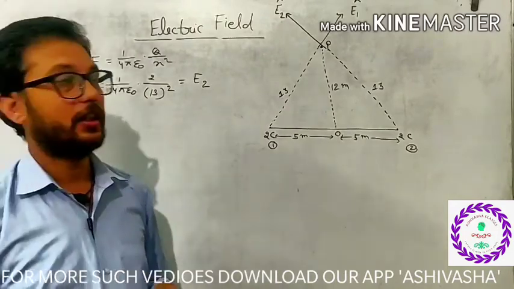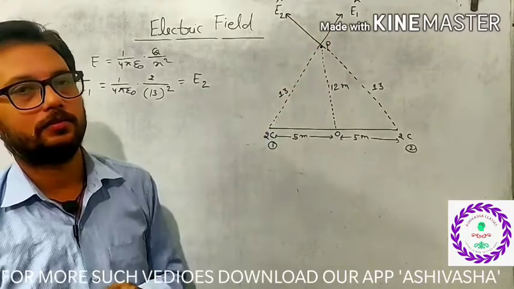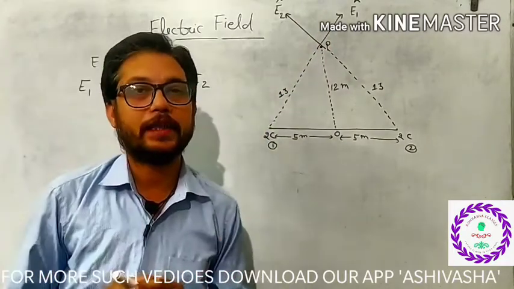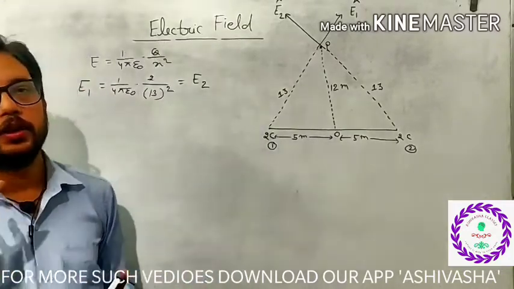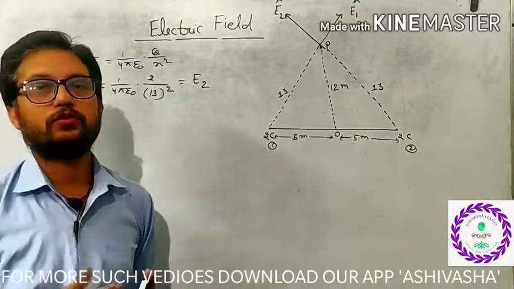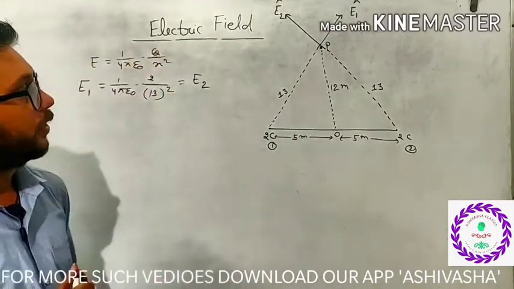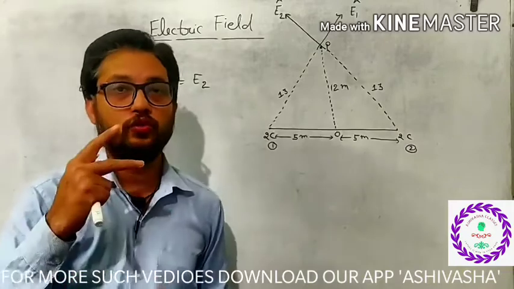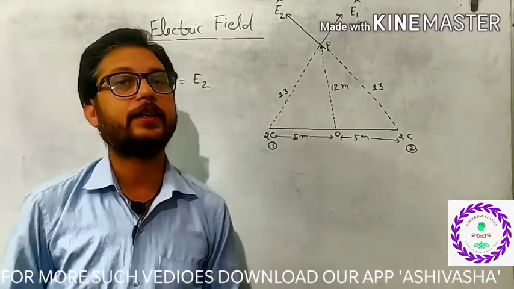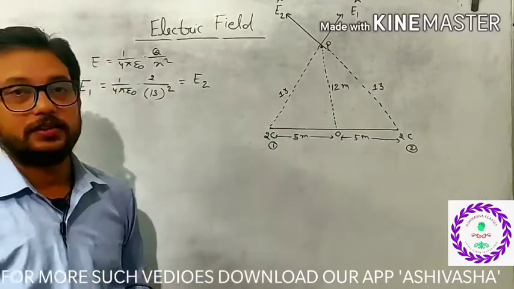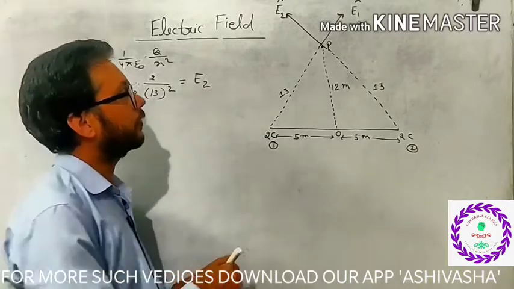Now the question is, we don't know the angle between these two directions. So how can we apply the formula to find the resultant, that R square equals a square plus b square plus 2ab cos theta? In this situation we have to choose an alternative method. What is that alternative method? That is the resolution of vectors. Now we resolve the vectors.